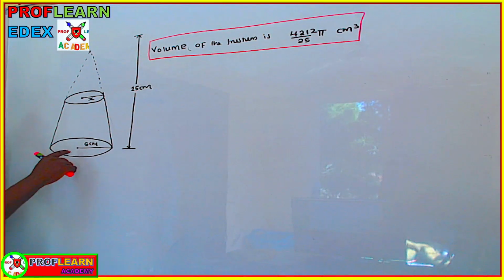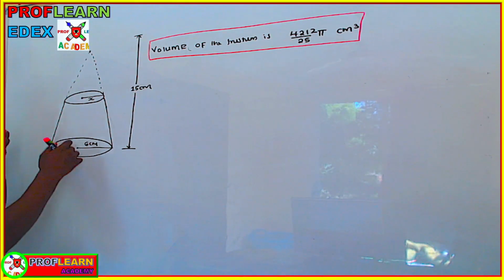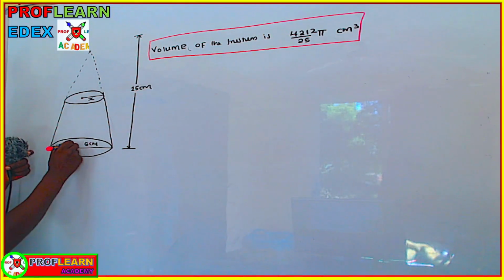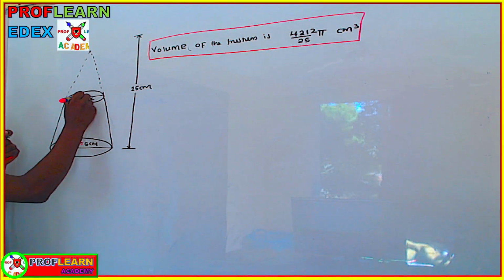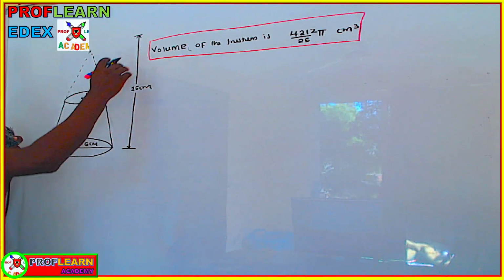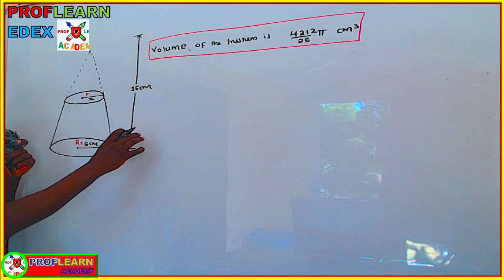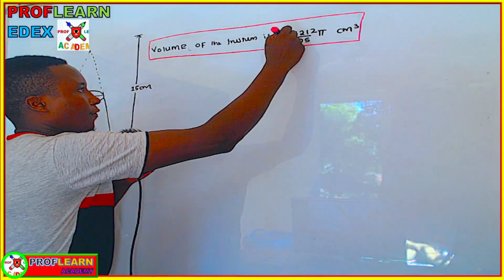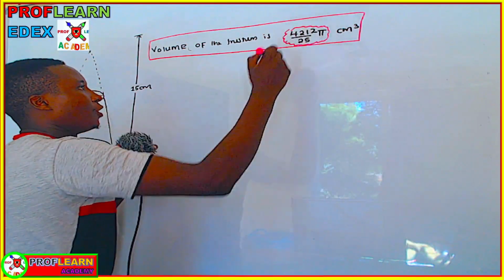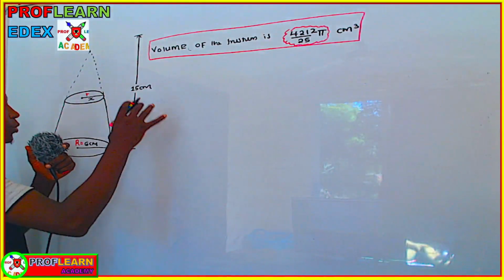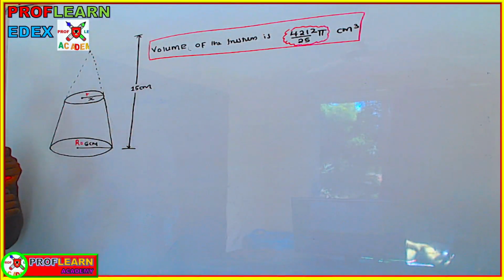the radius of this base is actually 6 centimeters, and we are going to call this radius capital R, and I'm going to call this small r. Then the volume is given as 4,212 over 25 pi. So we are supposed to find the value of r.